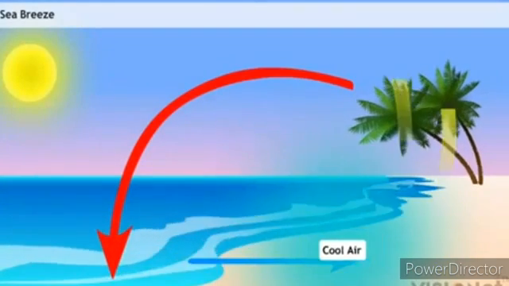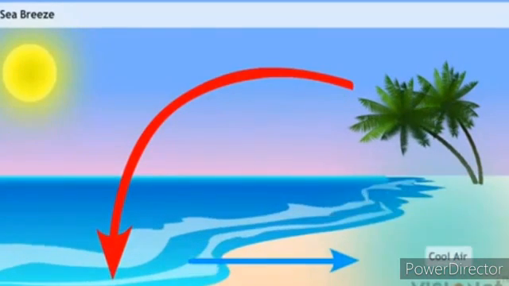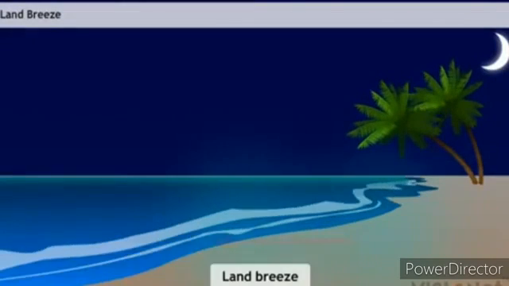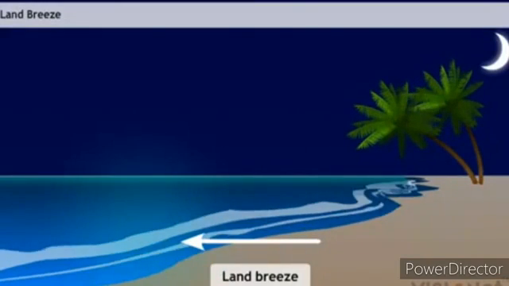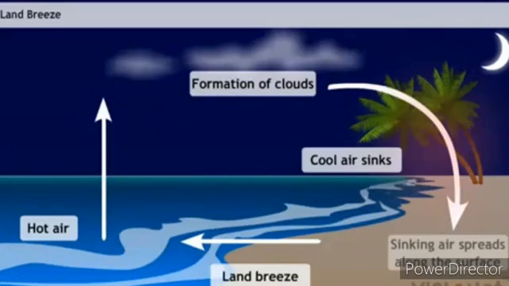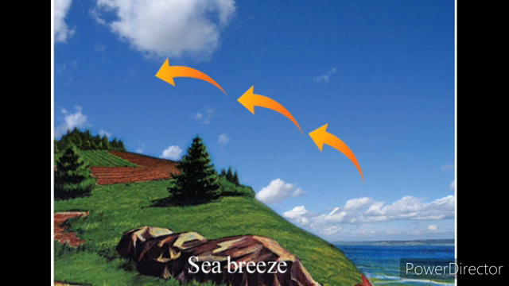Then warm air from the land moves towards the sea to complete the cycle. At night, it is totally opposite. During night time, land is cooler than sea. Hence, cool air from the land blows towards the sea. This is called the land breeze. The atmospheric pressure is different during day and night.